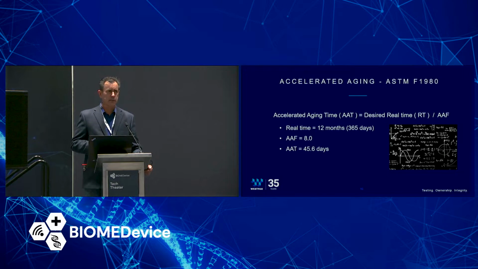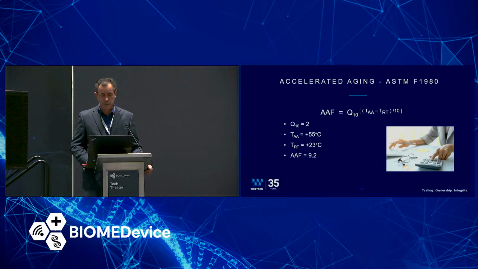Now let's play with the room temperature a little bit. We got that range, remember, 20 to 25 C. What if we dropped it down to like 23 C? Okay, well, keeping everything the same, just changing the room temperature, the accelerated aging factor changes from 8 to 9.2.